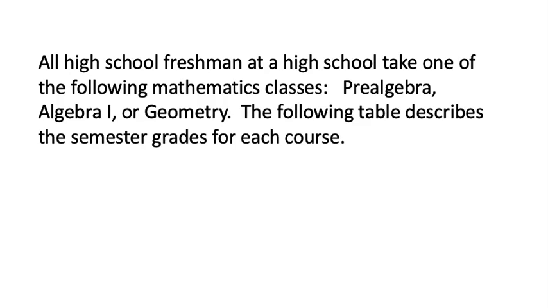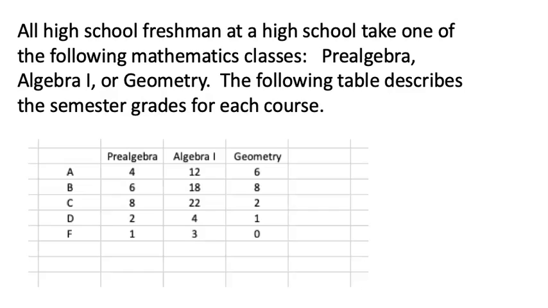All high school freshmen at a high school take one of the following math courses: pre-algebra, algebra 1, or geometry. The following table describes the semester grades for each course. So we have A, B, C, D, F, and pre-algebra, algebra 1, and geometry. These are the various students in each group. So 4 students took pre-algebra and earned an A. 6 students took pre-algebra and earned a B. 22 students, for example, took algebra 1 and earned a C. 1 student took geometry and earned a D.